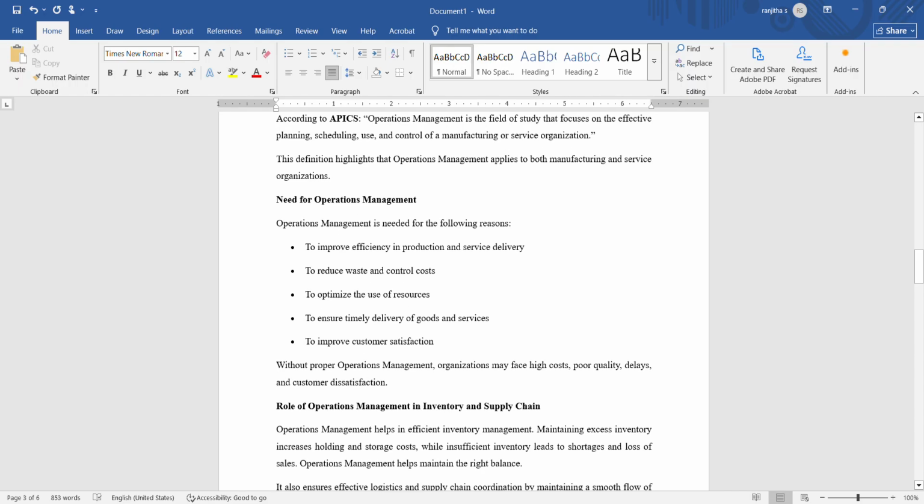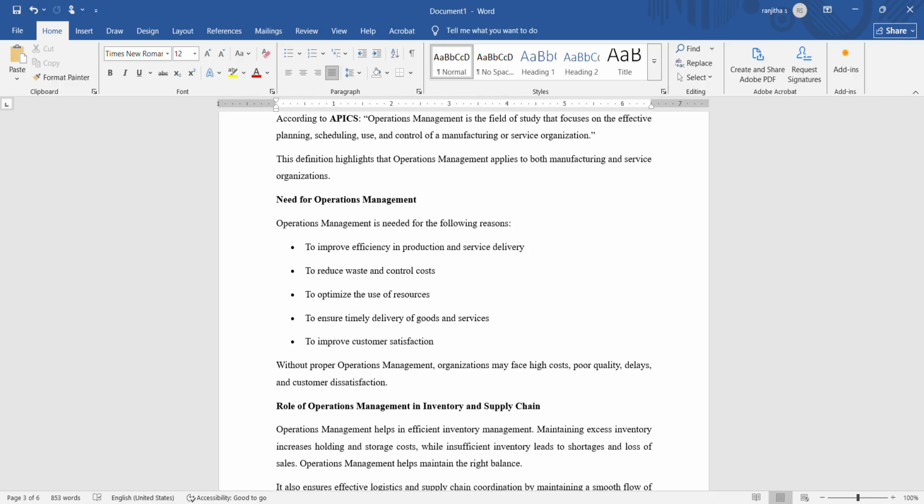Operations management is needed to improve the efficiency in production and service delivery. It helps organizations reduce waste, control cost, and optimize the use of resources. Without proper operations management, organizations may face excessive cost, poor quality, delays, and customer dissatisfaction. It also helps in managing the inventory efficiently. Maintaining too much inventory increases storage and holding cost, while maintaining too little inventory leads to shortages and loss of sales. Operations management helps in maintaining the right balance.